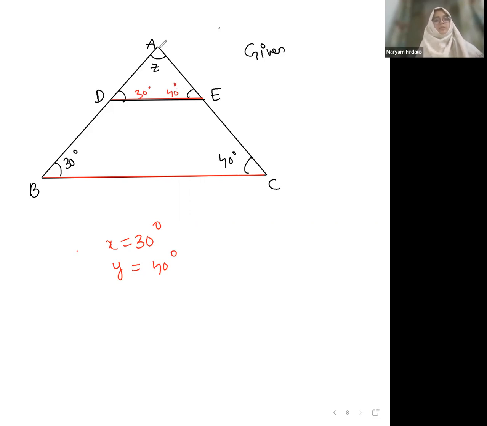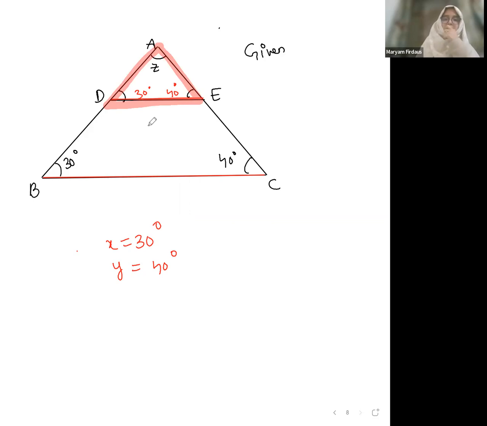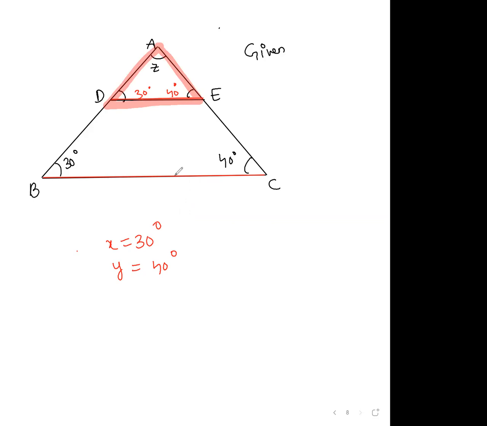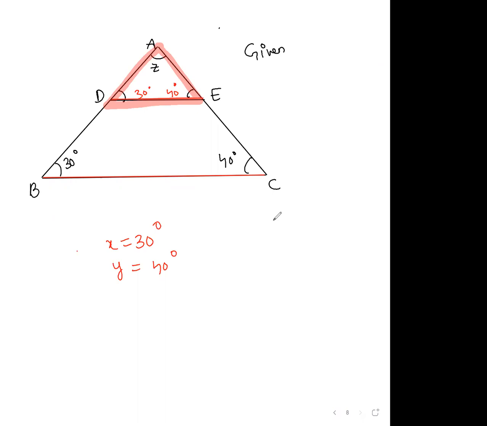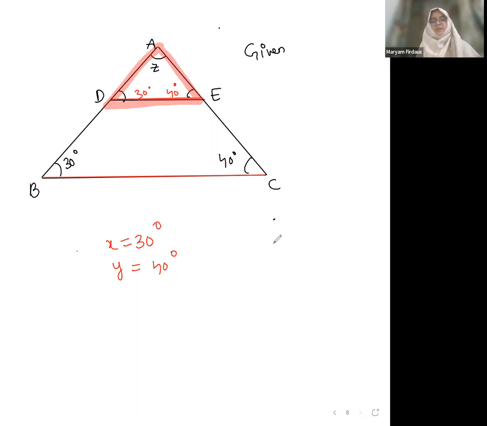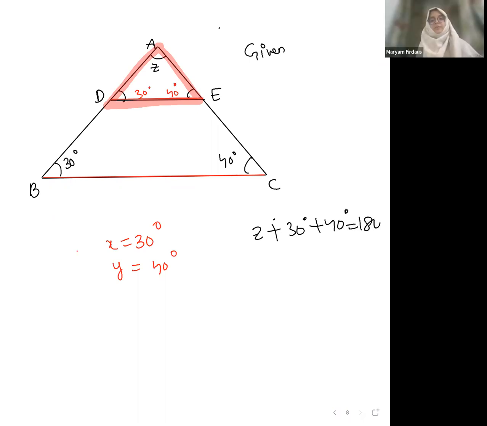Think about this small triangle ADE. Tell me, how will we find out z? 30 plus 40. Hiba, what is the sum of the angles of a triangle? 180 degrees. So what shall I write? z plus 30 plus 40 gives 180. Very good. Next.